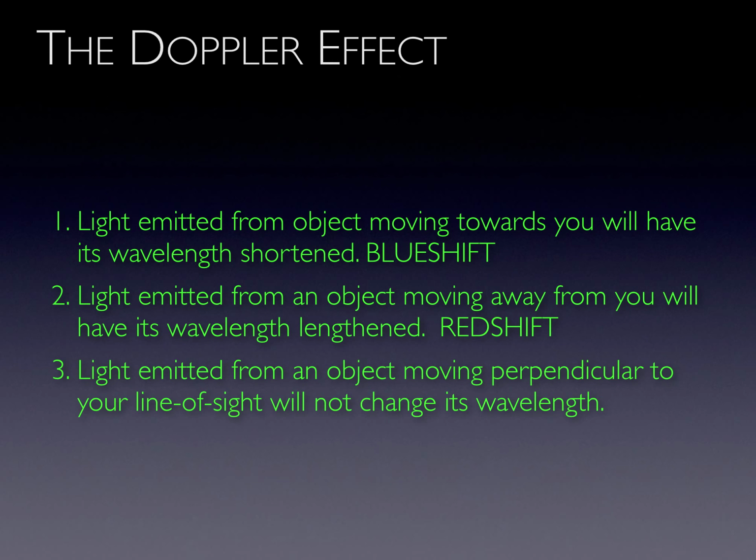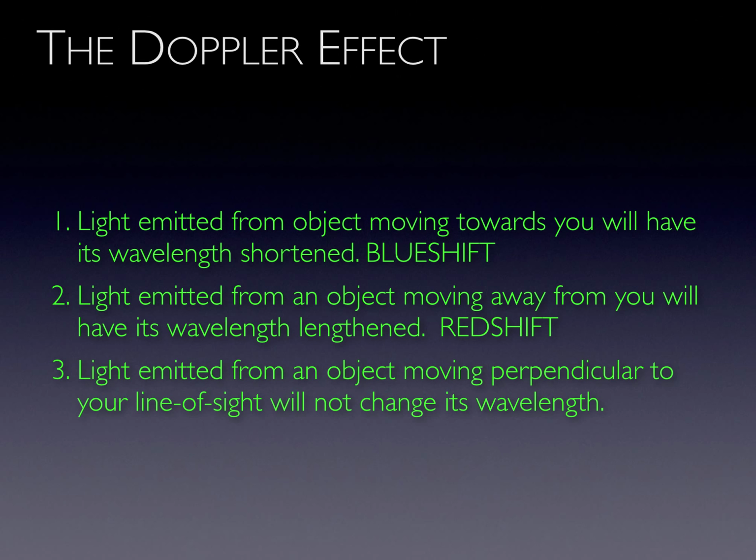Light coming from sources that are moving toward an observer will have a shorter wavelength. Any features in the spectrum, such as absorption lines, will be shifted toward the blue end of the spectrum. Light coming from sources that are moving away from an observer will have a longer wavelength. Any features in the spectrum will be shifted toward the red end of the spectrum. Again, light from sources moving perpendicular to the line of sight will be unaffected.